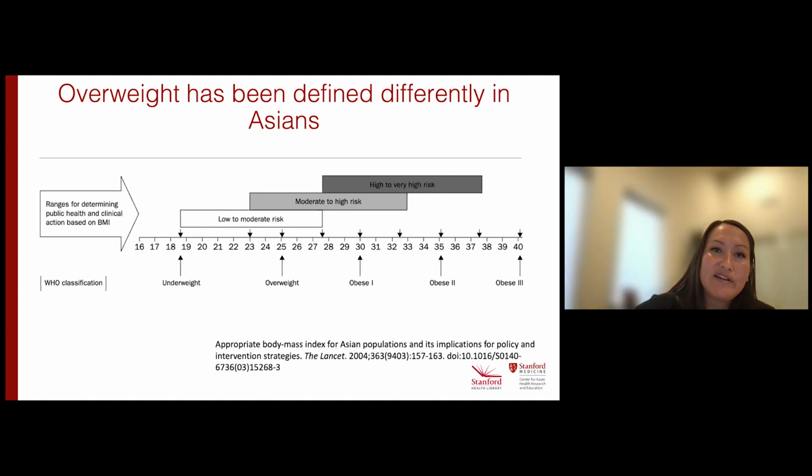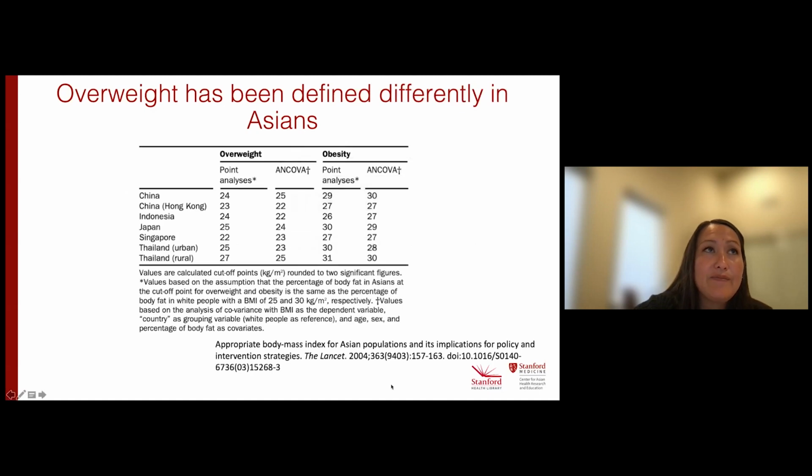If you look at the bottom, it shows the WHO classification for underweight at 18.5, overweight at 25, class 1, class 2, and class 3 obesity at 30, 35, and 40. However, when they look at Asian populations, this consultation series was saying that we should consider to be overweight at 23 for Asians, 27.5 for class 1 obesity, 32.5 for class 2 obesity, and 37.5 for class 3 obesity.